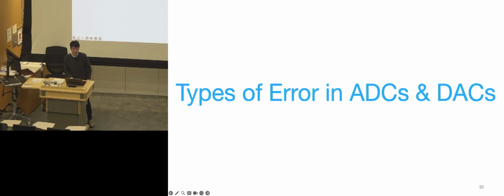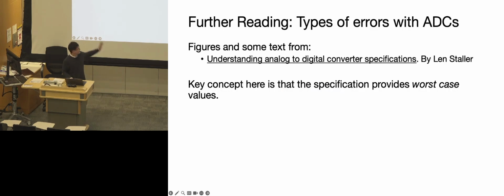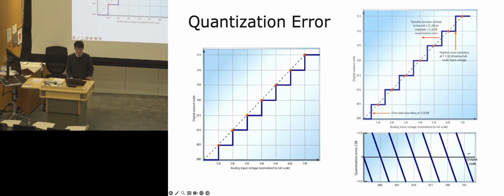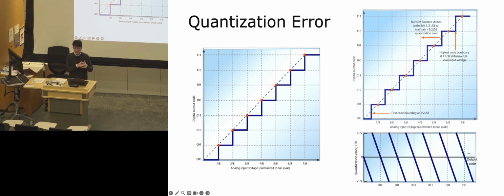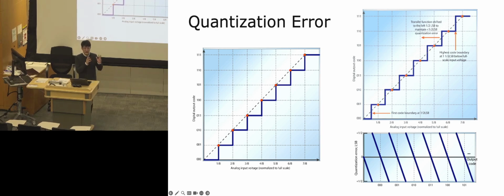And next, we will go through the types of errors in ADCs and DACs. These are shared between them. In case you are more curious, there are some further readings. To start with, we have the quantization error, and we talked about this in ADCs. You can think of it as the least significant bit being noisy or uncertain, because within that one step, the value could really be anywhere. So that's an inherent error range of either your ADC or DAC.